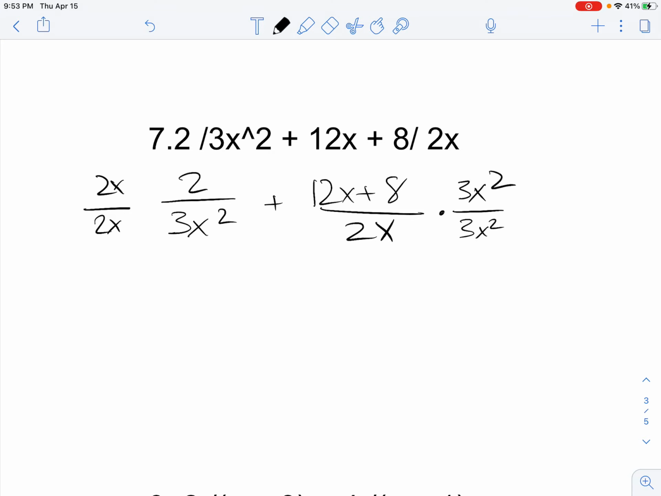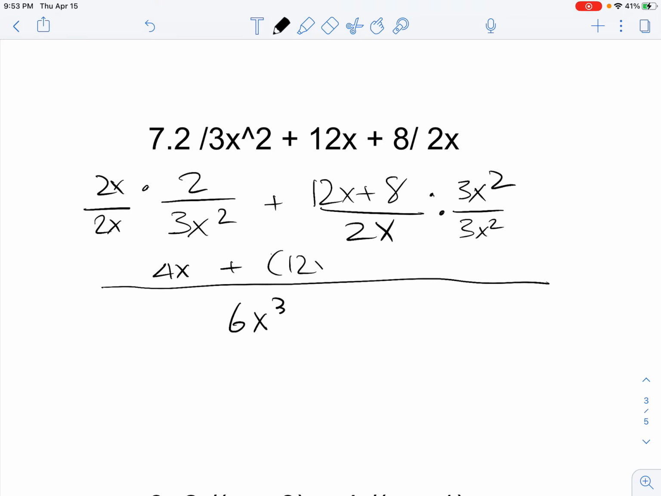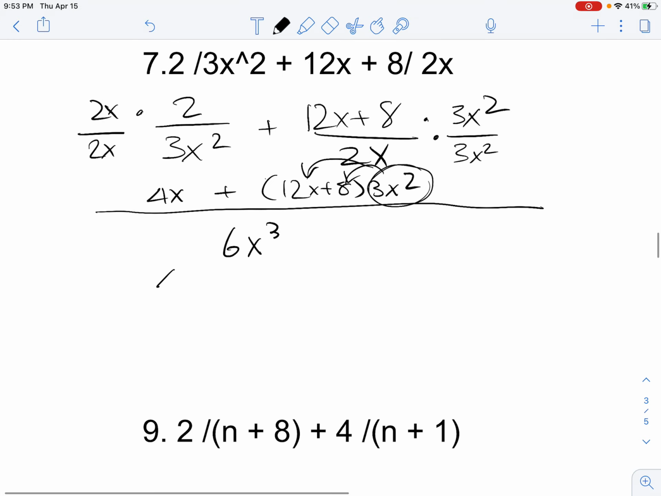Now, it just comes to the algebra. 2x times 3x squared, well, that's 6x cubed. That's the same for here too. And we just multiply 2x times 2, which is 4x, and 3x squared times 12x plus 8. Now I just distribute this 3x squared to each of the terms in the parentheses. 4x plus 36x cubed plus 24, because 8 times 3 is 24, x squared.